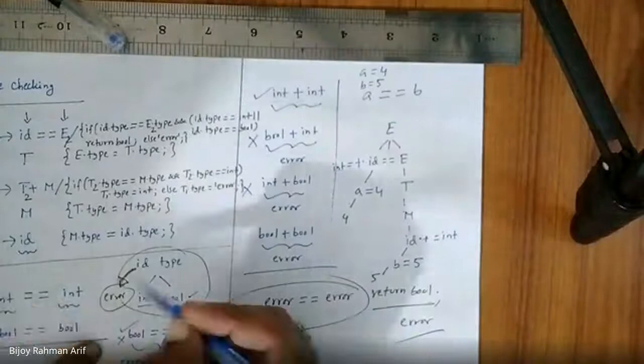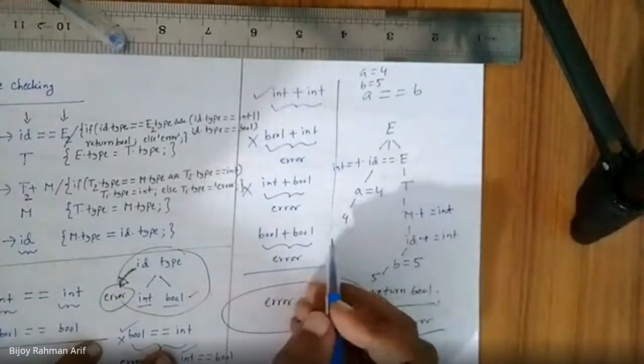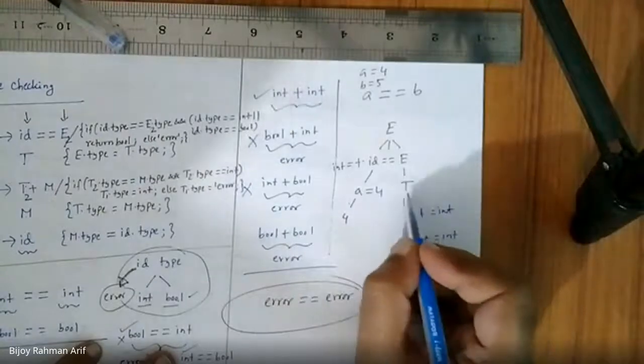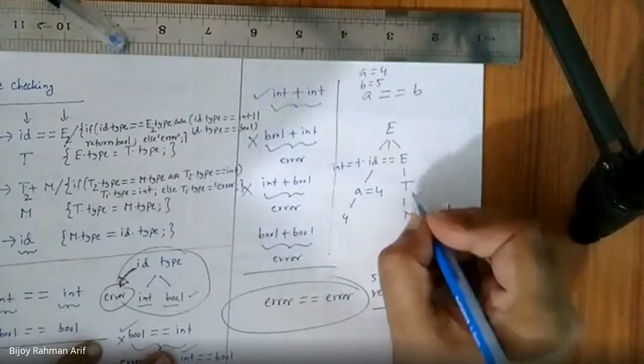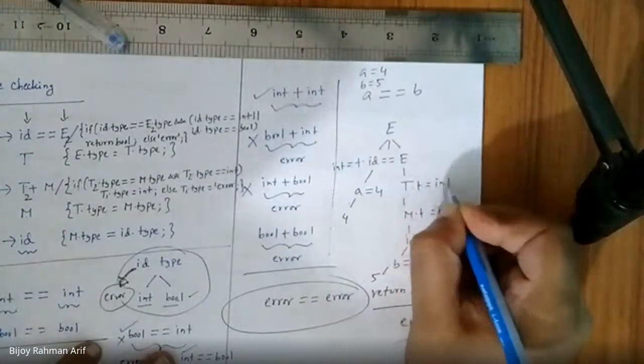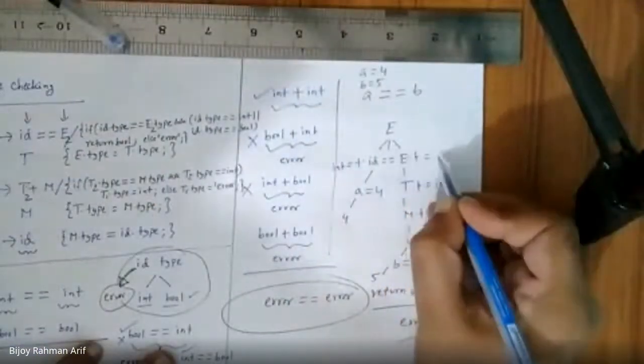ID derives to M, so ID type becomes M type. M.T is nothing but integer. Then M reduces to T, so M.type is equal to T.type, so M.T is equal to integer. Finally, T reduces to E, and E.T is nothing but integer.